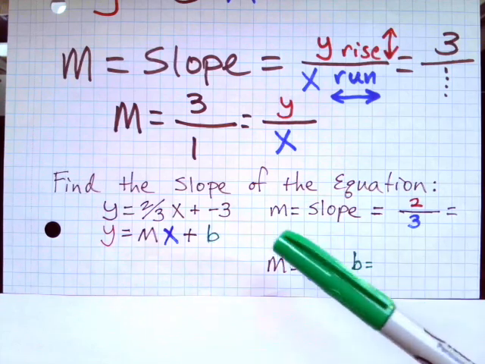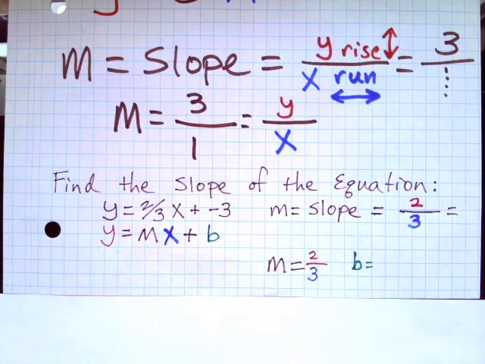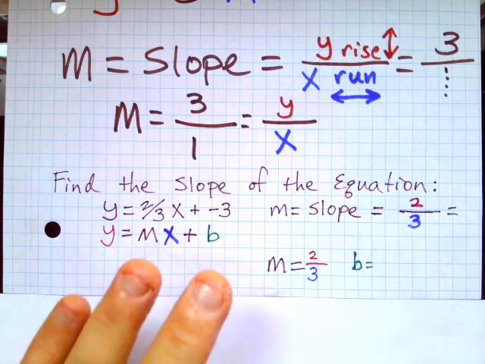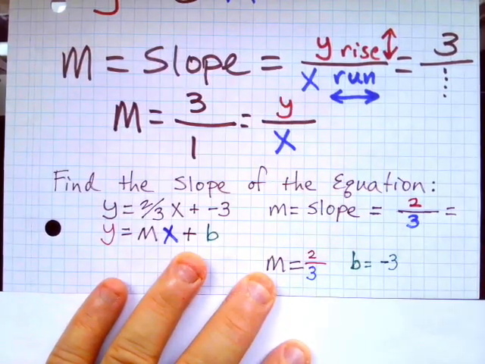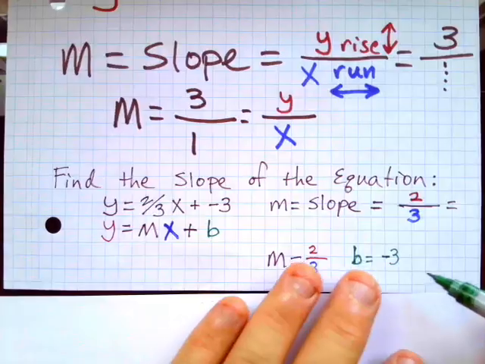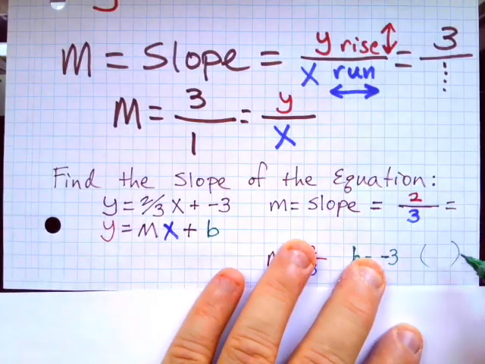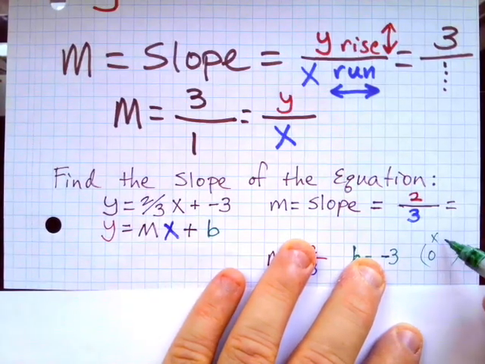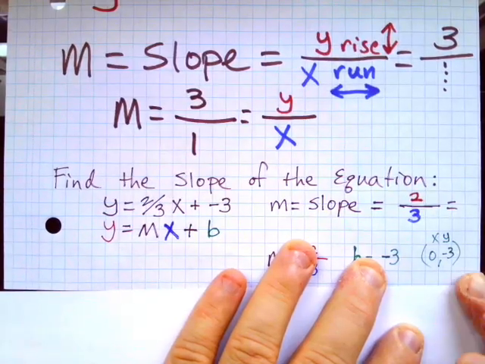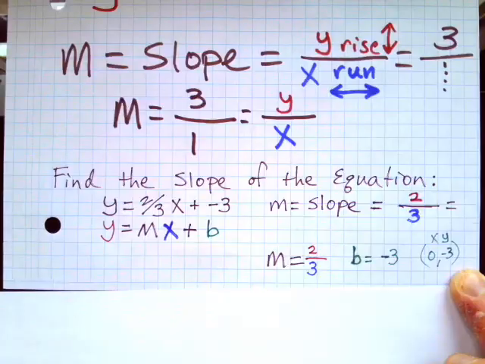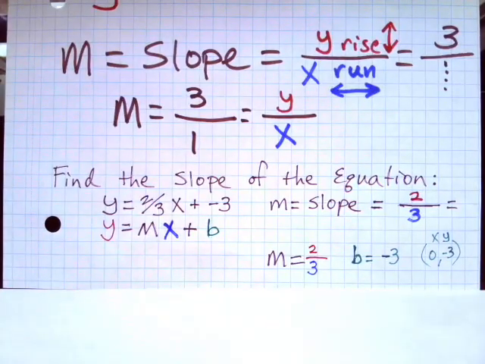What is my y-intercept? Pause, stop the video, test your knowledge. My y-intercept is b. My b value here is negative 3. If you were to graph your b value, it would look like this. X is always 0 in your y-intercept, and your y value would be a negative 3.